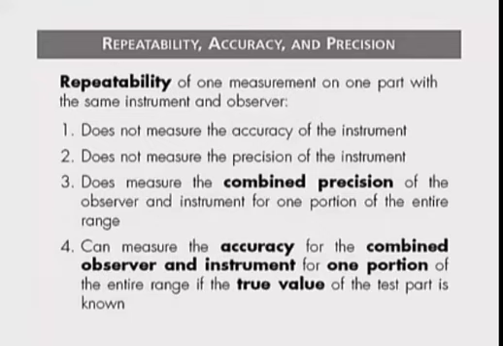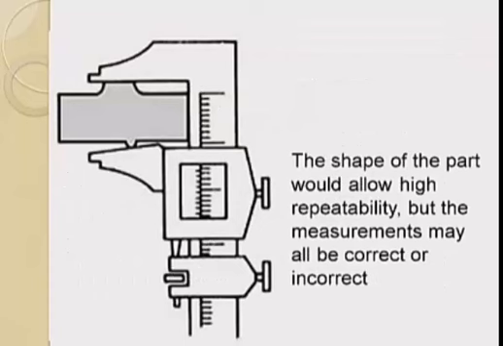Does not measure the precision of the instrument, does measure the combined precision of the observer and the instrument for one portion of the entire range, and can measure the accuracy for the combined observer and instrument for one portion of the entire range, if the true value of the test part is known. The shape of the part would allow a high repeatability, but the measurements may all be correct or incorrect.